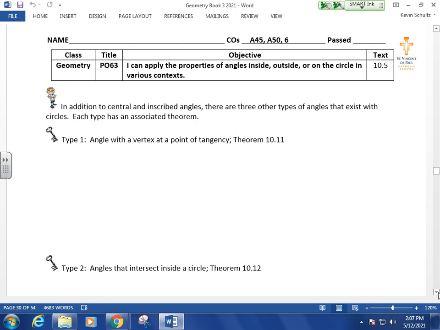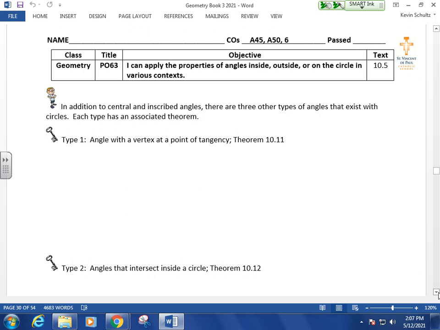So 63 deals with how you can solve for angles that occur either inside or outside the circle that aren't central angles and aren't inscribed angles. So their vertex is not in the center. It's not on the circle. It's either someplace else inside the circle or on the outside. And there are basically 3 situations that can exist.